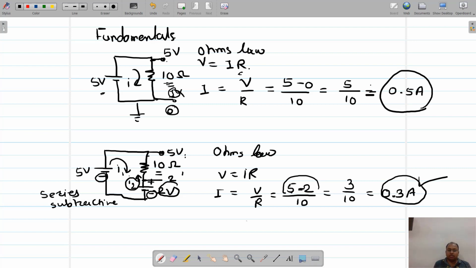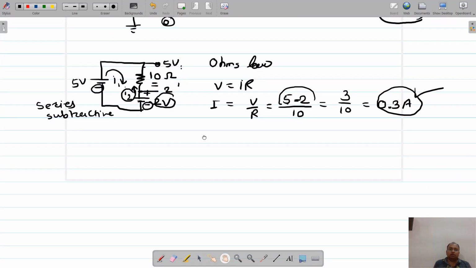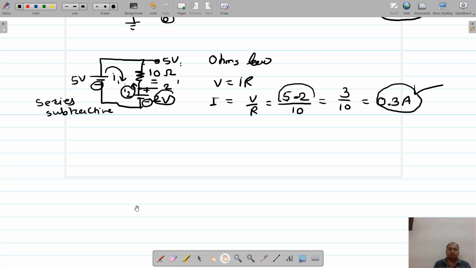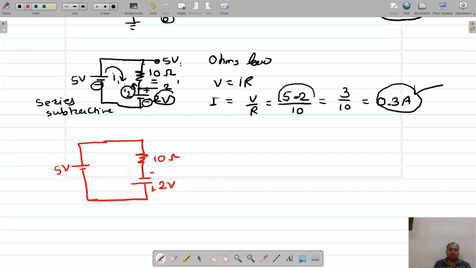Okay, let us take one more example in which we have applied this voltage in a reverse manner. Is that fine? Let me redraw with a different color. Now identify the change, right? So this is 5 volt, this is 10 ohm, as it is. Let us say this is 2 volt as it is, minus, plus, minus, plus, right?